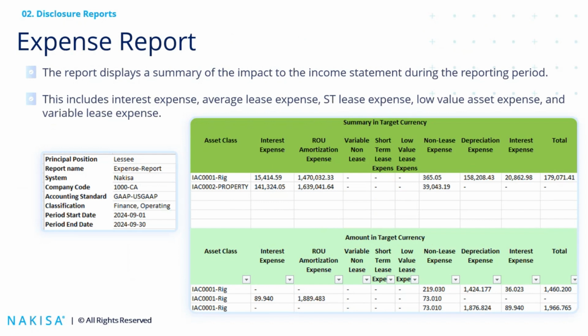Last, we have the expense report. This report displays a summary of the impact on the income statement during the reporting period. It will include your interest expense and amortization expense. This section is for the finance leases, and this section is for the operating leases on the right.